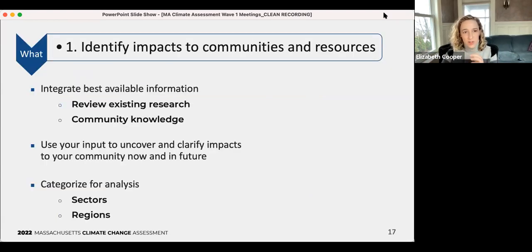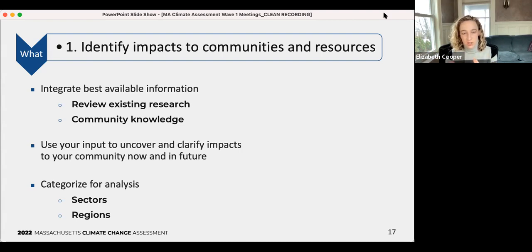I'll just describe those a little bit more here. So again, this first phase, the what, looks at identifying impacts to communities and resources. And in order to do that, we've been working to integrate the best available information, reviewing existing research from a number of sectors, and then very importantly, looking to incorporate community knowledge to uncover how climate impacts are affecting communities in ways that we may not be expecting or that may not be fully reflected in the research we've been able to assemble. So we'll be using community input, and we have been using community input to uncover and clarify those impacts and what is of most concern now and for the future.